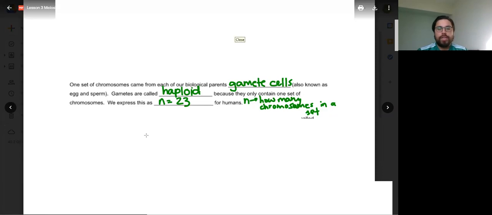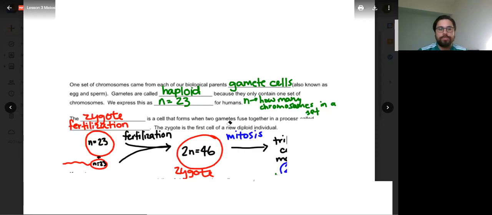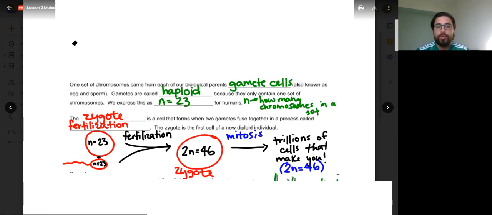So haploid and diploid. These gametes or sex cells, or egg and sperm in humans and animals, they come together to form what's called a zygote. The zygote is a cell that forms when two gametes fuse together in the process that we know as fertilization. This zygote is the first cell of a new diploid individual.